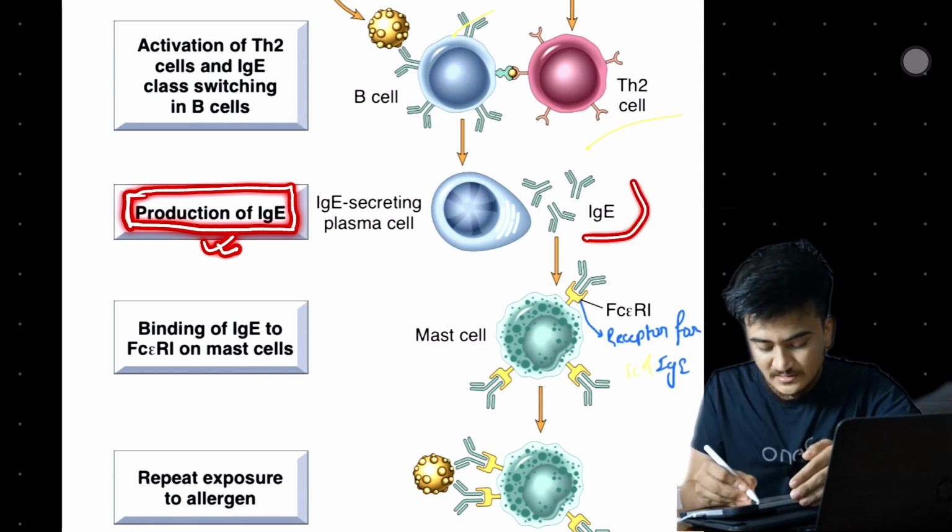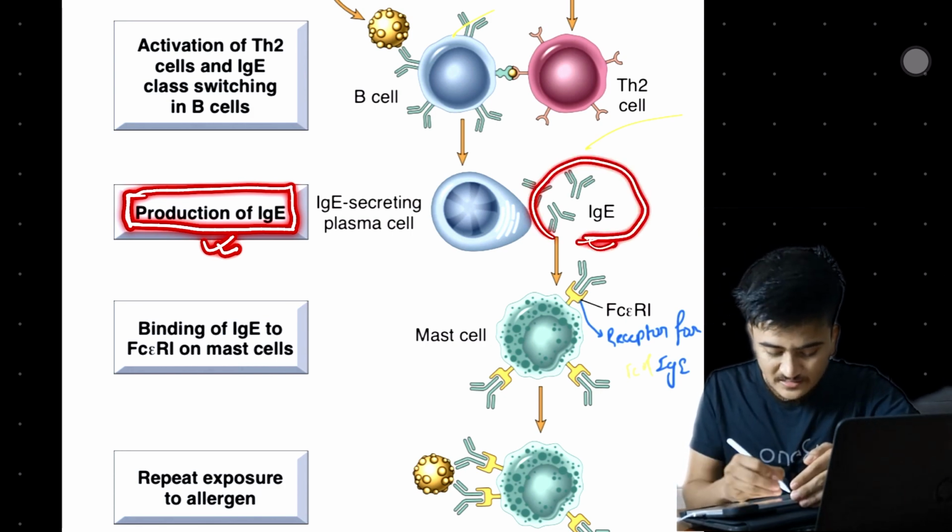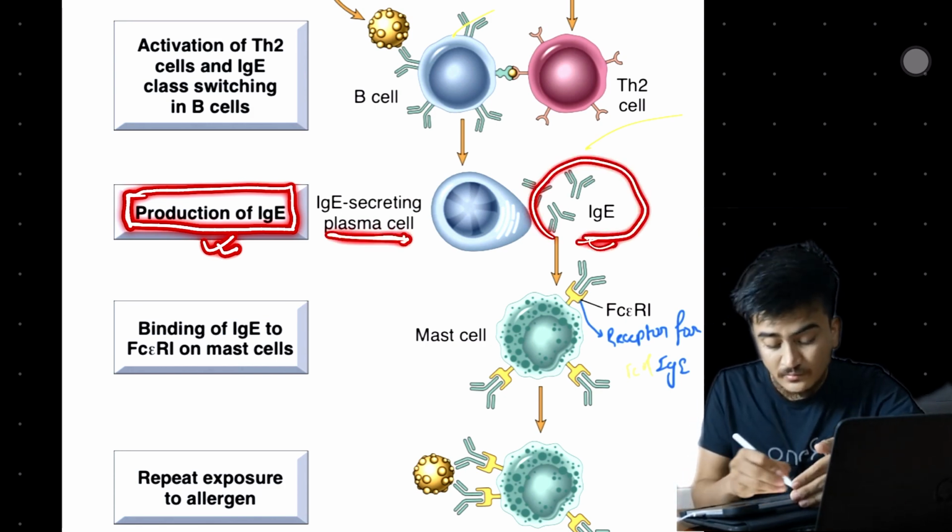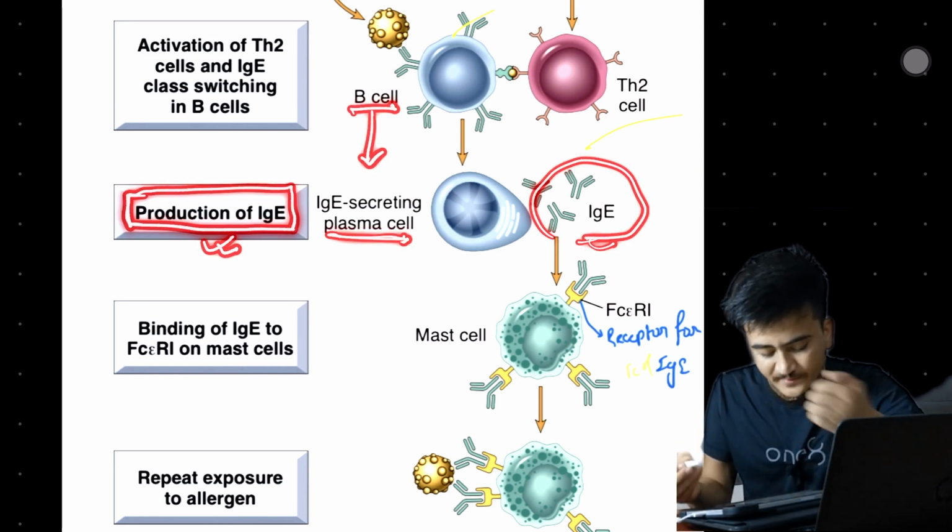After IgE class switching, the production of IgE takes place. You can see a large number of IgE secreted by what? Plasma cells. Plasma cells are the activated form of what? B cells only.